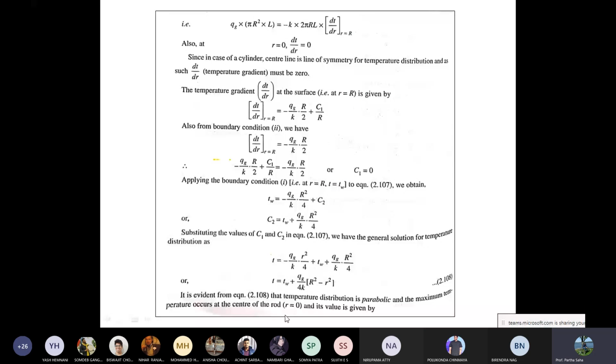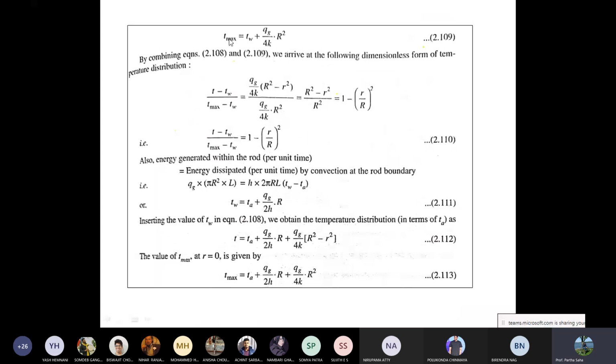And how to get the maximum temperature? The maximum temperature will happen when small r is equal to 0. If small r is equal to 0, T will become Tmax, and Tmax becomes Tw plus Qg by 4K into R square. So if you divide 2.108 by 2.109, you get T minus Tw over Tmax minus Tw, the right hand side divided by this side. All these terms get cancelled, and you get 1 minus (r by R) whole square. So finally, this is the expression: T minus Tw over Tmax minus Tw equals 1 minus (r by R) whole square. This is a parabolic expression.